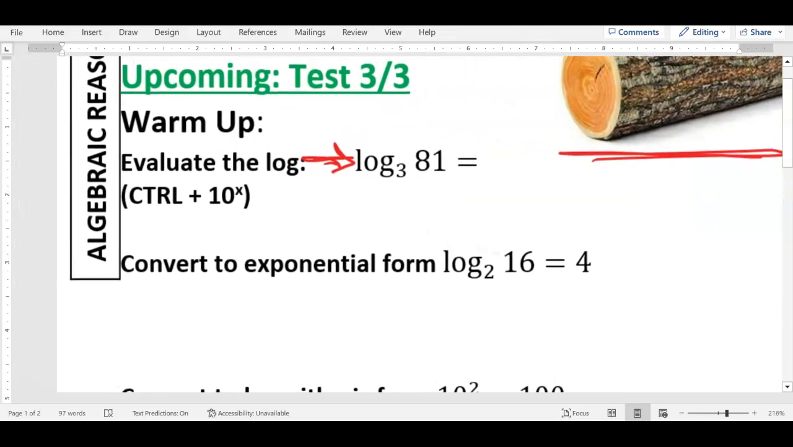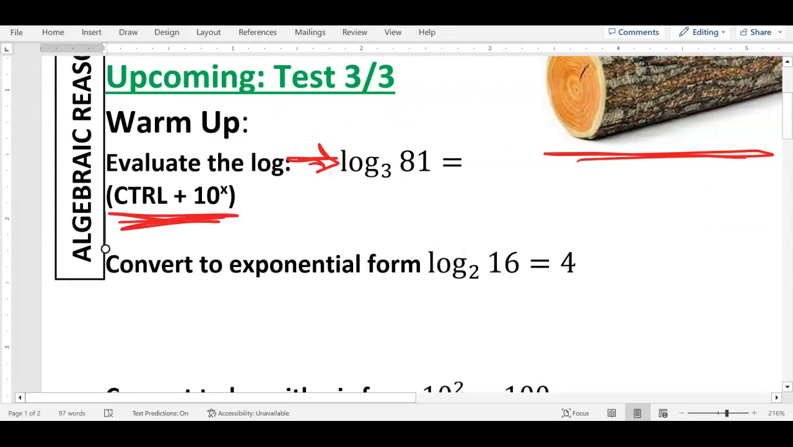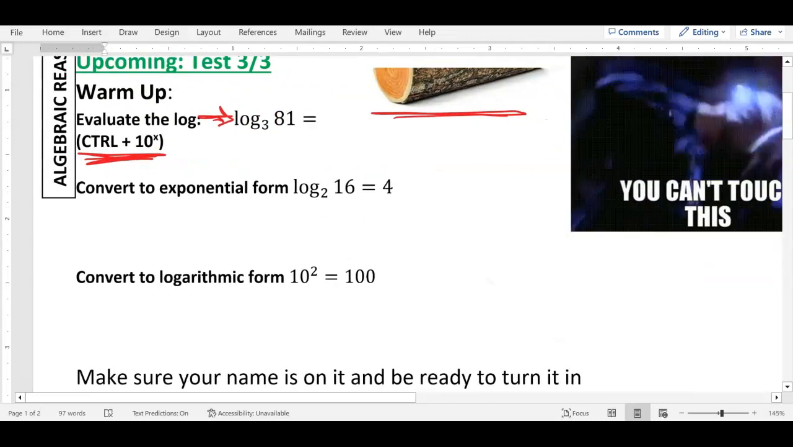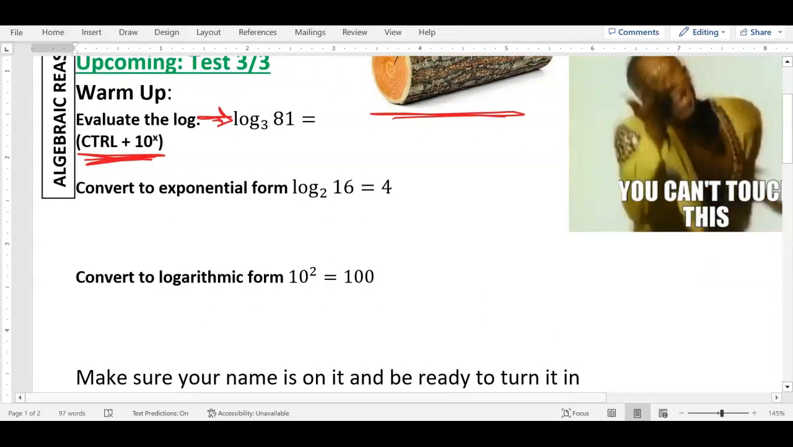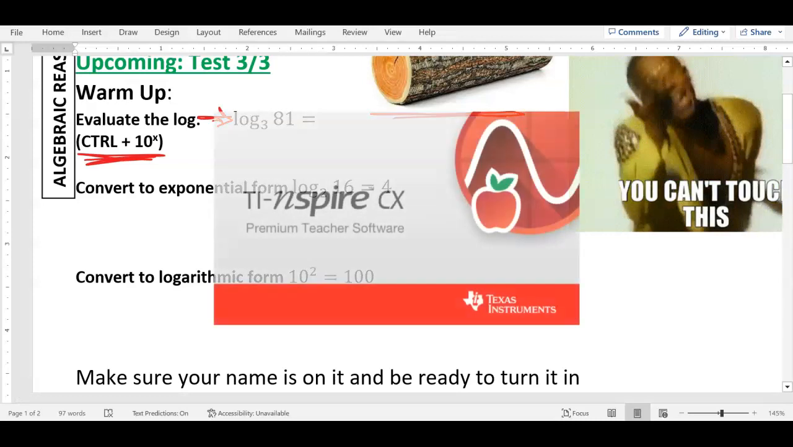Now, I'll zoom in right here. You see right here, this is how you do a log. So let me pull up my calculator. It's gonna take a second to do that.